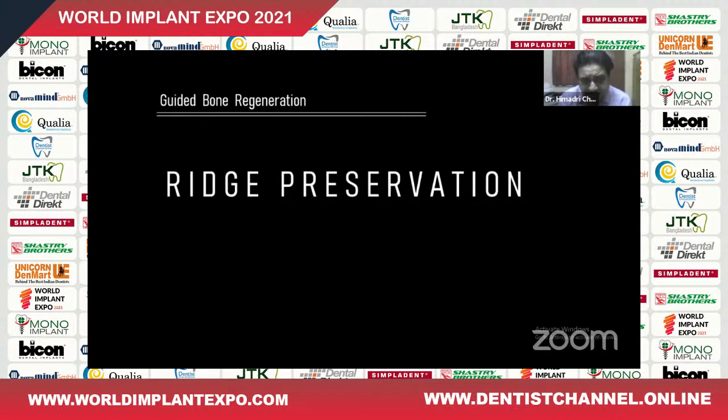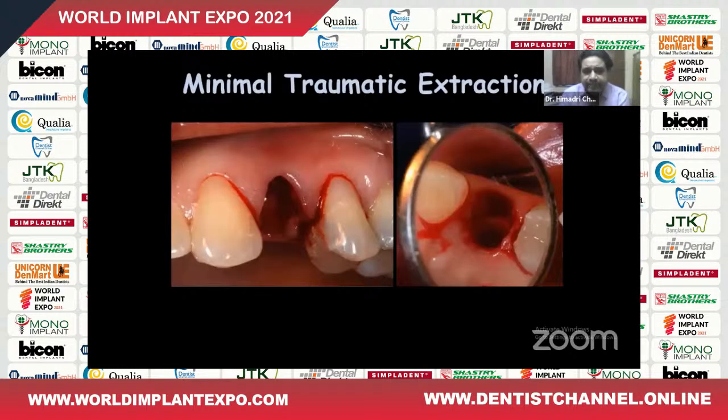So we are going to discuss conventional ridge preservation, where we have all the walls intact, but you cannot place the implant simultaneously. In that situation, this is the first case. The first principle that we have to work upon is minimally traumatic extraction. If you do a very mutilated extraction, you lose the wall, and your main purpose of doing the ridge preservation is completely out of the question.